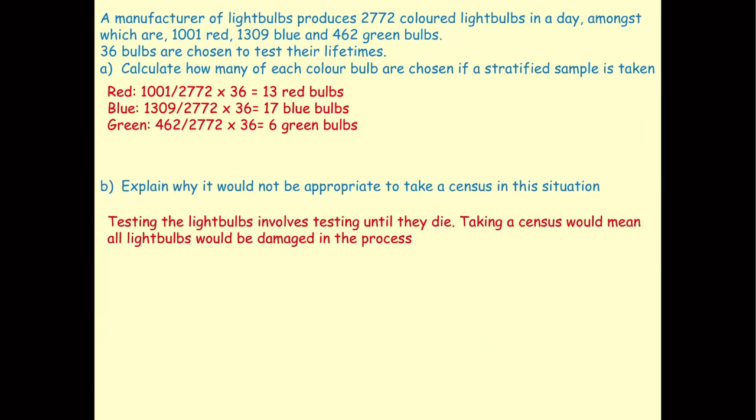Explain why it's not appropriate to take a census. If we test all the light bulbs until they die, that would mean all light bulbs would be damaged in the process. The manufacturer would have no more light bulbs to sell.